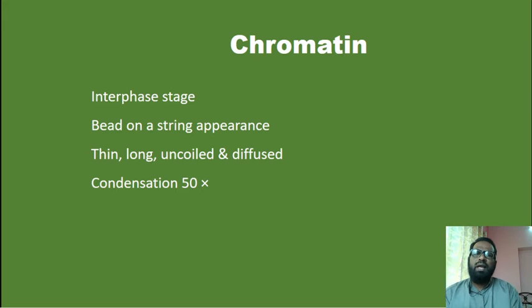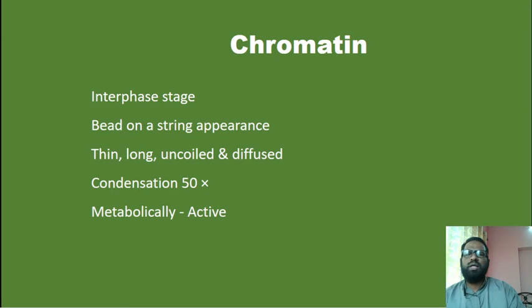Chromatin is nothing but a condensation of the DNA, which has to be accommodated in the nucleus of the cell. The length of the DNA is very long actually, so it should undergo a certain degree of condensation so that it can get accommodated into the nucleus of the cell. In chromatin there is a 50x, that is, a 50-fold degree of condensation, which is more than enough to accommodate the DNA into the nucleus of the cell.